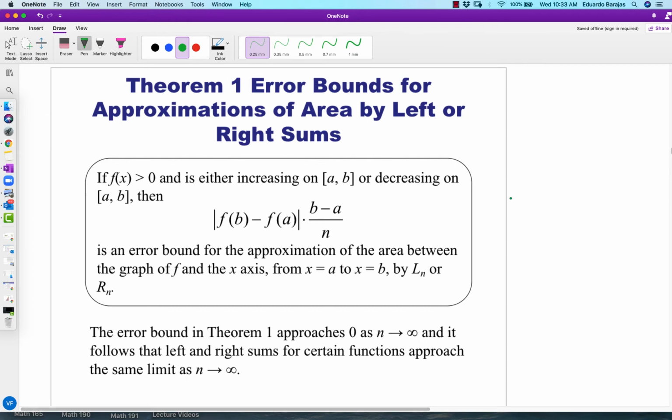Okay? The error bound in theorem 1 approaches 0 as n goes to infinity. As we've seen with our applet, the more rectangles we include, the smaller that error gets, and therefore the error bound also gets smaller. And it follows that the left and right sums for certain functions approach the same limit as n goes to infinity.